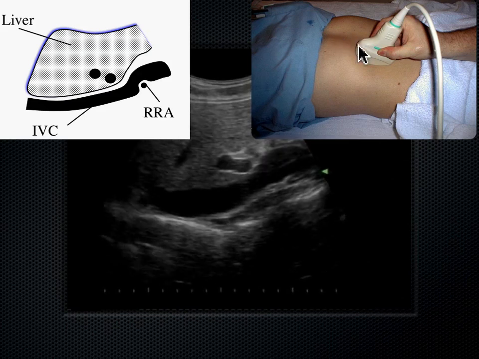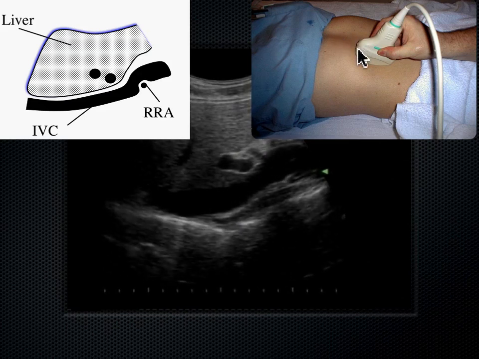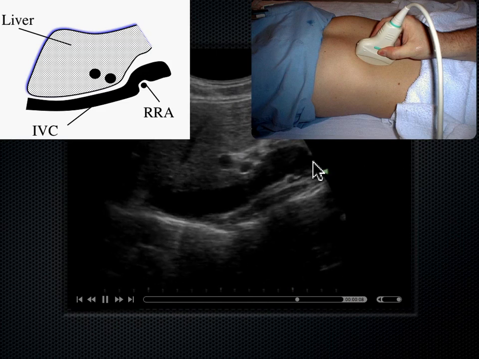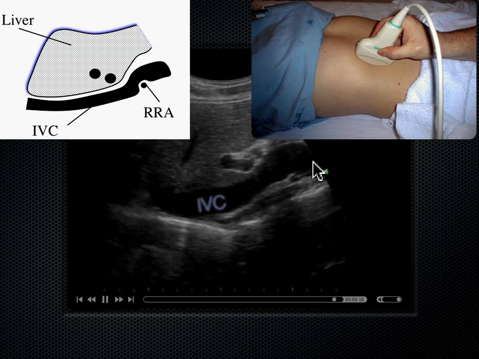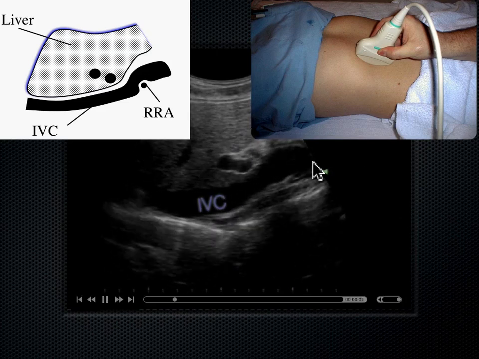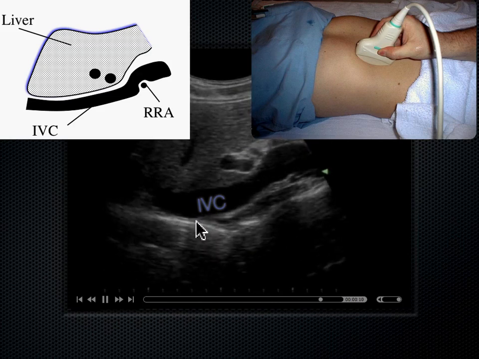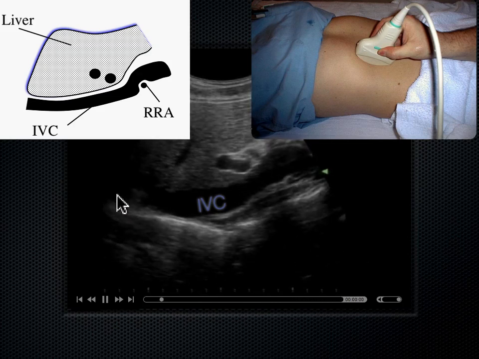If I come just to the right of midline, that's where I'm going to see this vessel right here as it kind of courses underneath the liver. So what vessel is that? Good, that's the IVC. And the IVC runs up the right side of the body. Okay, the way the aorta runs down the left side of the spine, the IVC runs up the right side of the spine, bringing blood back towards the heart.